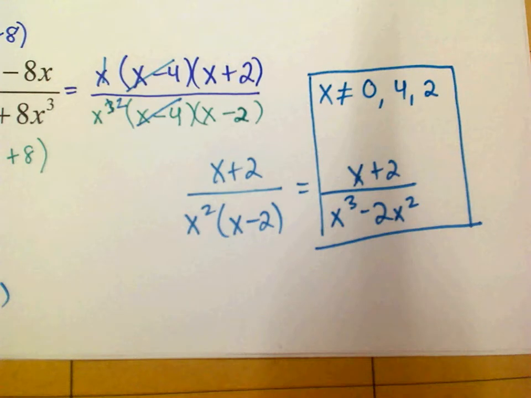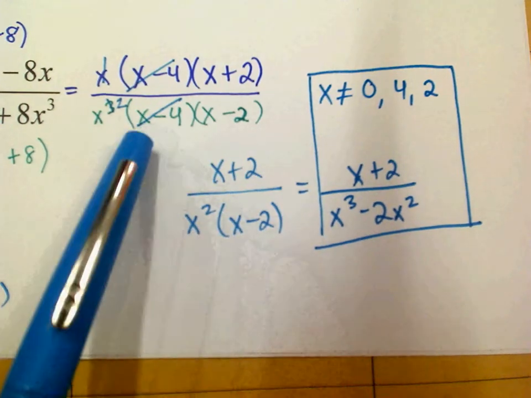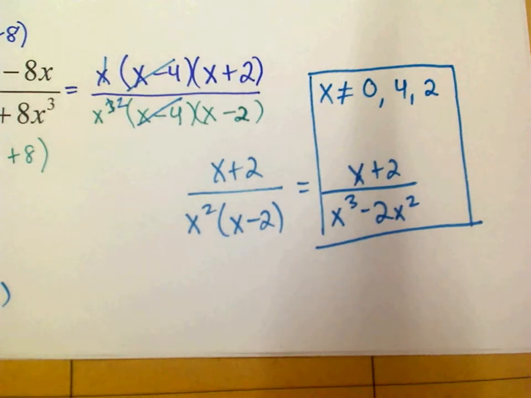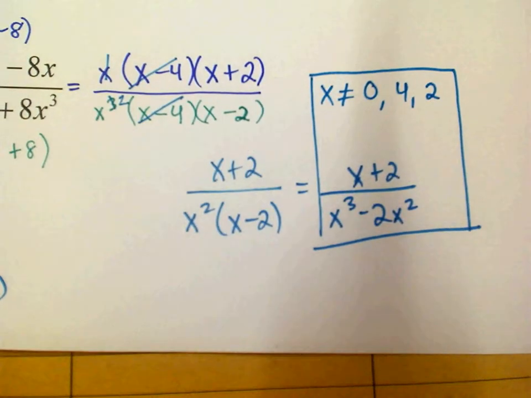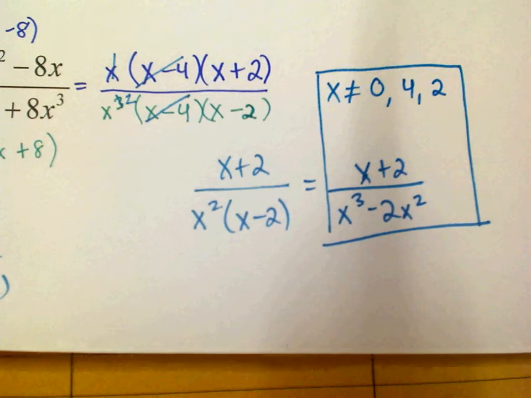So are we clear that you find the excluded values at the beginning, not after you simplify? Because if you waited till when you simplified, you would not be including the positive 4 as one of your excluded values. Factor, but before you simplify. Okay.